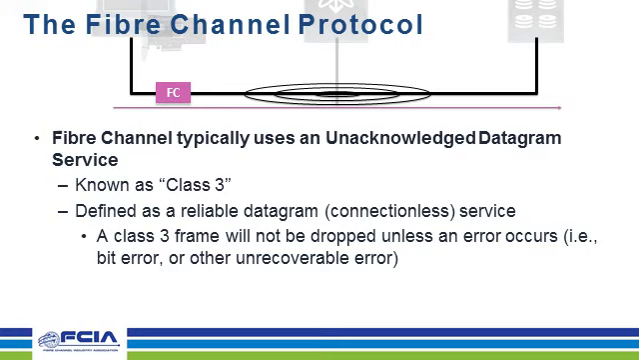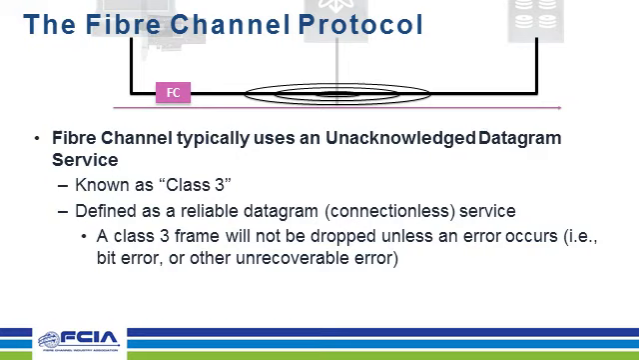Some discussion points about the Fibre Channel protocol. The protocol uses what's called an unacknowledged datagram service. In Fibre Channel terminology, this is called Class 3.